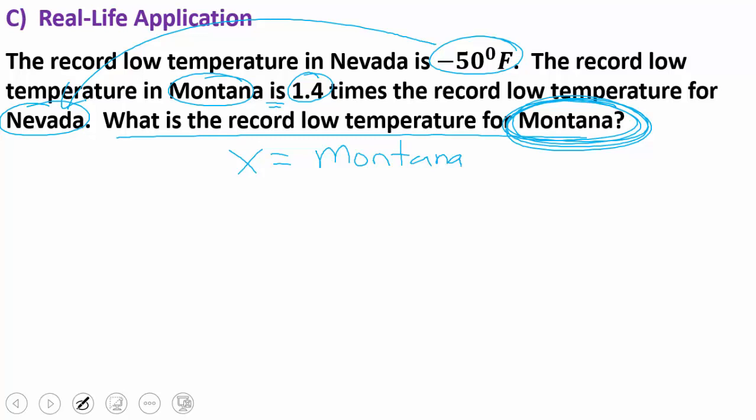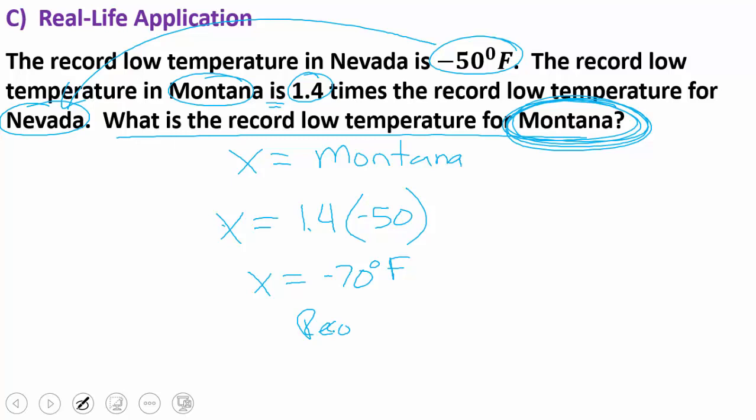All right? So here we have it. It doesn't look like what we've been doing so far today, but based on what it says and how it says it, we would write the record low temperature in Montana is 1.4 times Nevada. And when we do that math, we get that Montana is negative 70 degrees Fahrenheit. Record low for Montana.